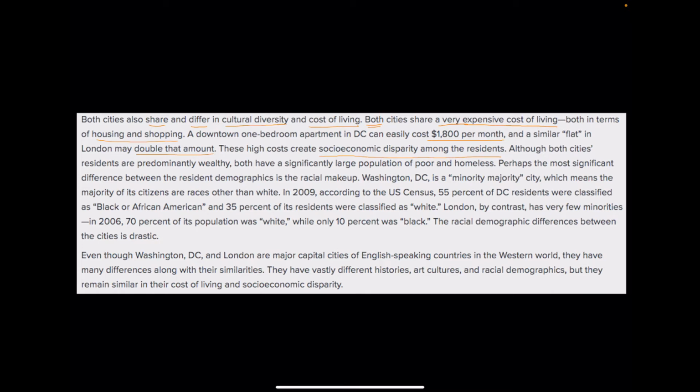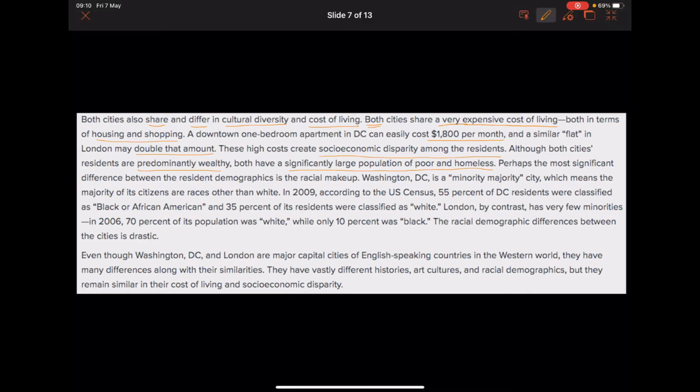Although both cities' residents are predominantly wealthy, both have significantly large populations of poor and homeless. Okay, and that is noticeable if you go there. Perhaps the most significant difference between the resident demographics is the racial makeup. Washington, D.C. is a minority-majority city, according to this text, which means the majority of its citizens are races other than white. Not that that matters. I think it's good to have a nice, diverse range of people in a city.